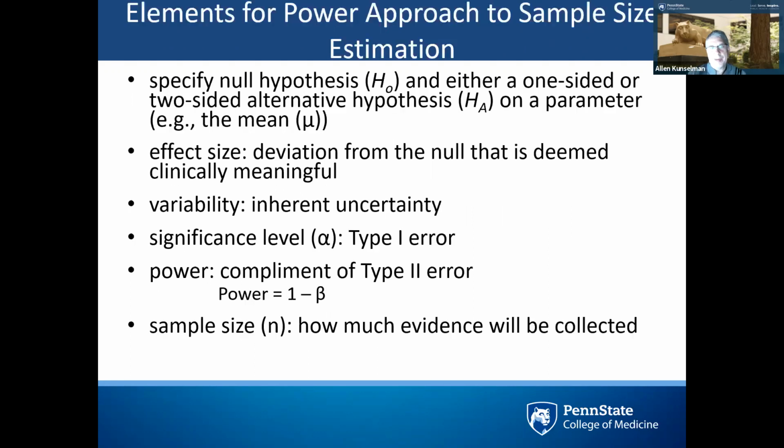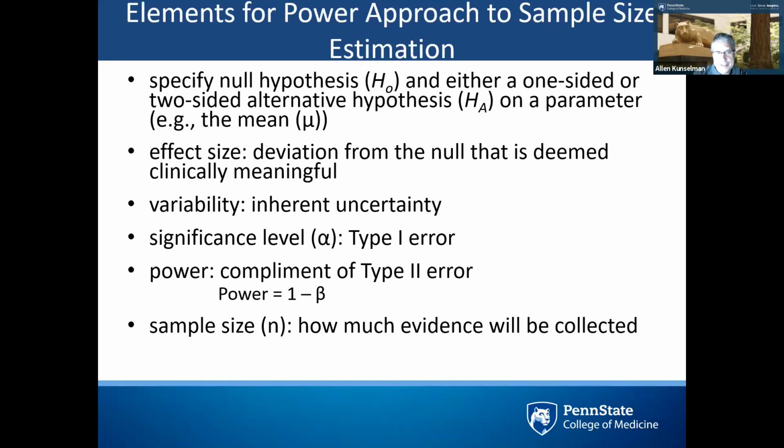So what are some elements for the power approach? Well, once you have a primary outcome, that's what you use to specify your null in either a 1- or 2-sided alternative hypothesis, for example, the mean or proportion. What does the effect size mean? What's the deviation from the null hypothesis that's deemed clinically meaningful? Back to my blood pressure example, the effect size could be the difference between the 2 treatment groups of 20 millimeters of mercury for systolic blood pressure.